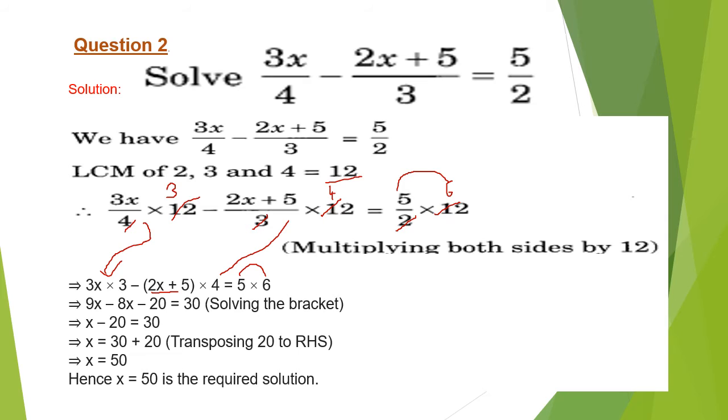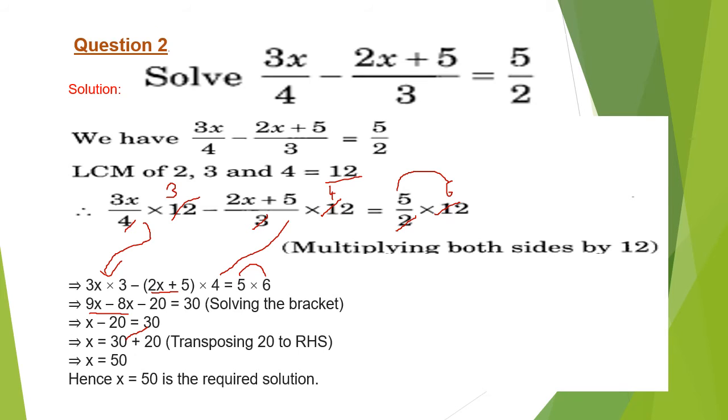Now simplify the x terms, children. Here plus 9x minus 8x is there. 9x minus 8x means we need to subtract. From 9x, 8x goes, so we'll get 1x. x minus 20 is equal to 30. x equals, write down the 30 as it is.